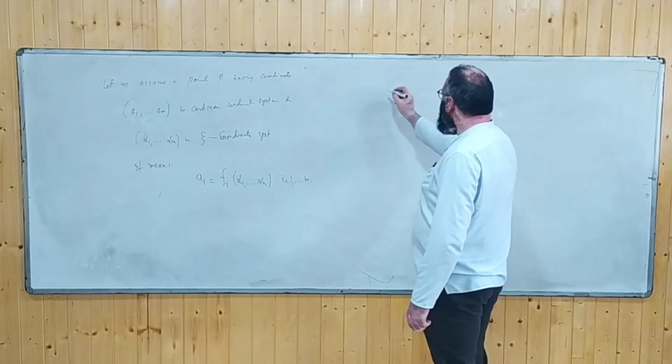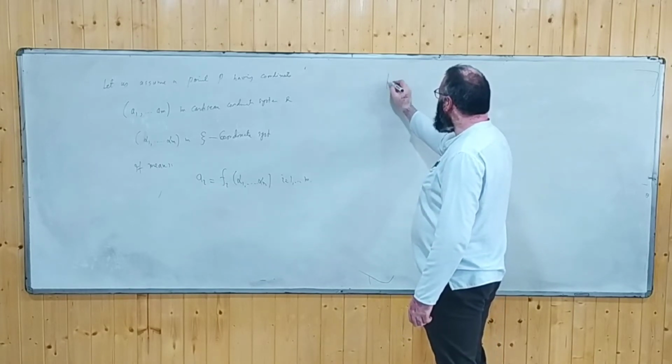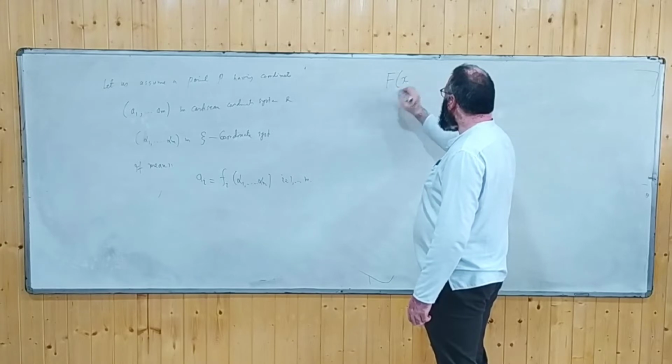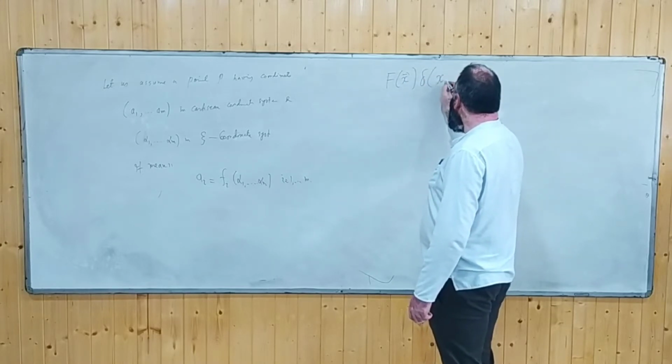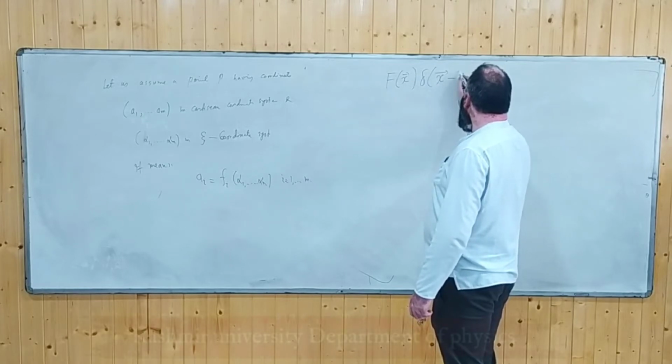So let's take this delta function. Let's assume a function f of x. Multiply it by the delta function, x minus a.